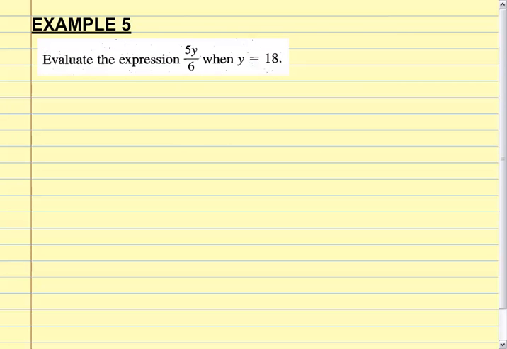Okay? Evaluate the expression 5y over 6 when y equals 18. Tell me what I should do first, Peyton. You should plug in. No, that is not what I should do first. Gray, what should I do first? Well, evaluating means plug in something. It does mean just that. This word means plug in and then simplify.